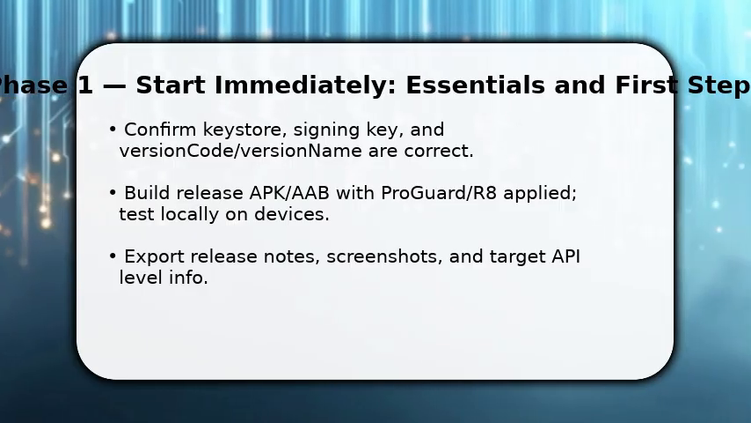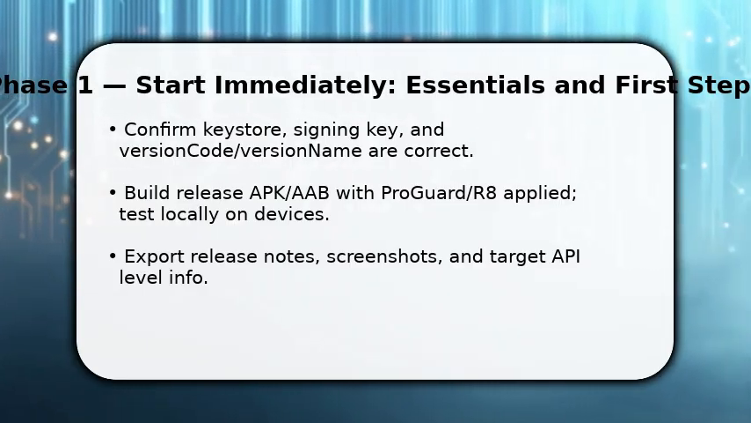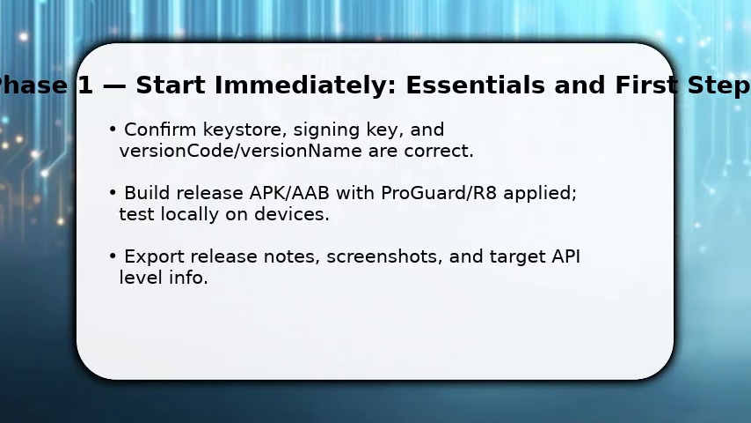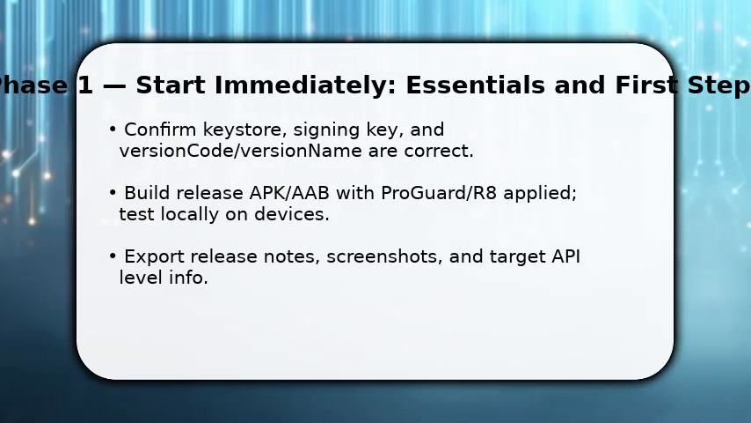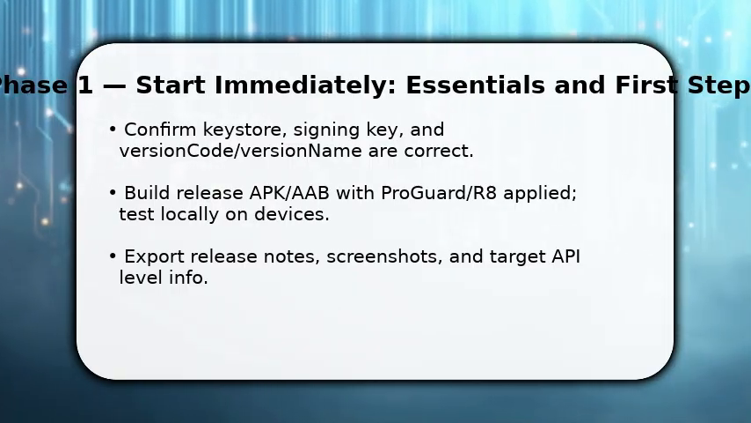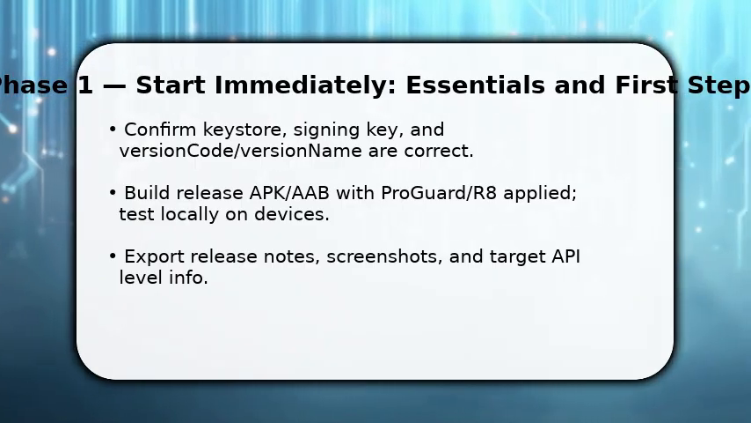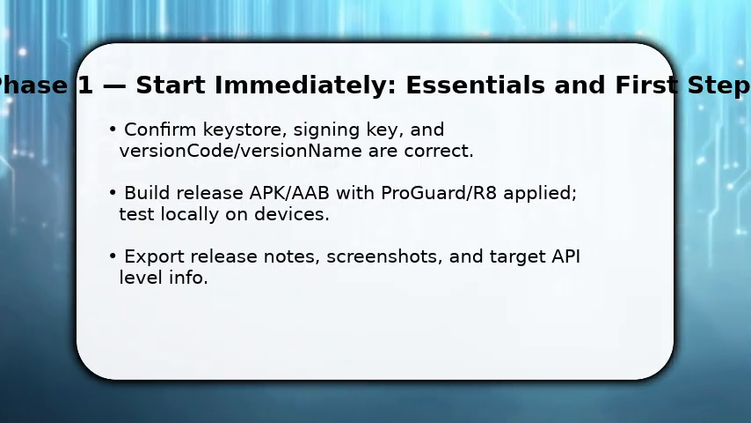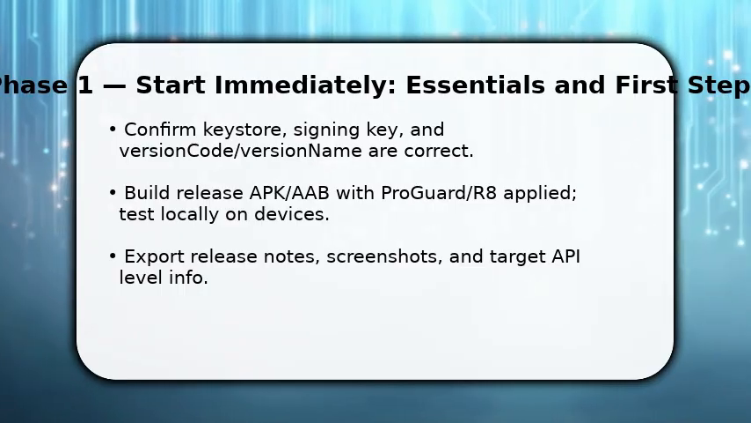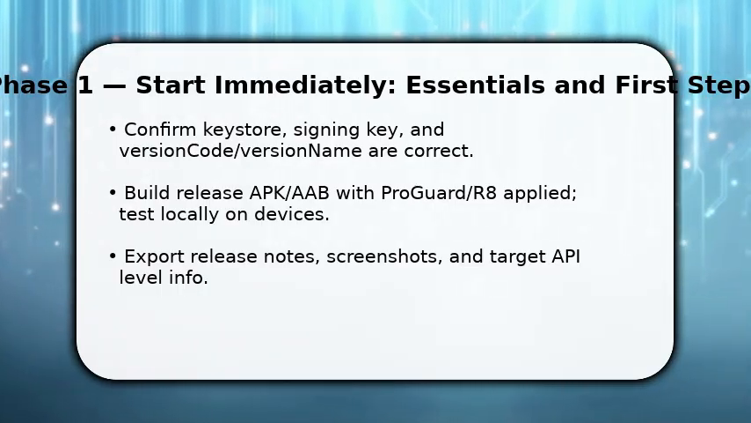You start by preparing the exact binary and metadata Play Console expects. Build a signed release APK or AAB with the correct keystore and incremented version code. This ensures Play can accept the upload. Once done, run a quick local install to validate the package and basic flows. Also gather release notes, screenshots, and target API-level documentation so you can paste them into the console without pausing during the upload.